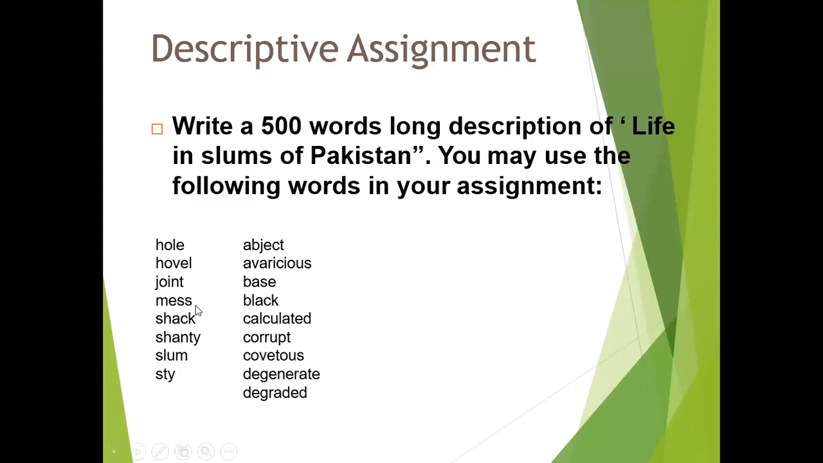This is a little vocabulary help that has been given to you. If you use these words, it's fine, but it's not everything. When you are writing a descriptive essay, you will have to follow all those tools and techniques which we have discussed in the previous session. I hope that your piece of writing will be good. I strongly suggest you write in your own words, and no plagiarism is allowed.